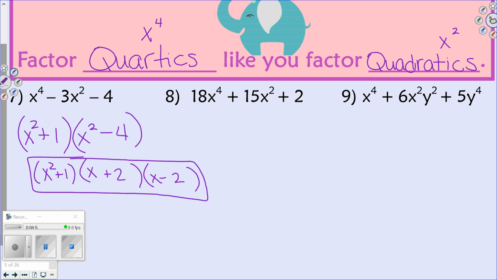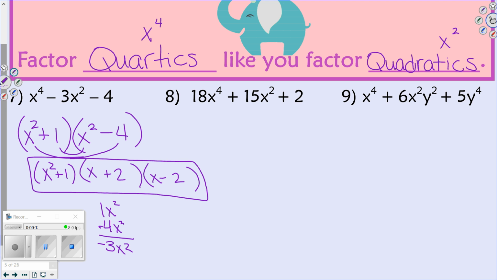So we treat quartics like we do quadratics. Because again, if you would check this, inside would give me 1x squared, outside would give me negative 4x squared. So together that gives me a negative 3x squared, which is what I do have in the middle. So it works out.